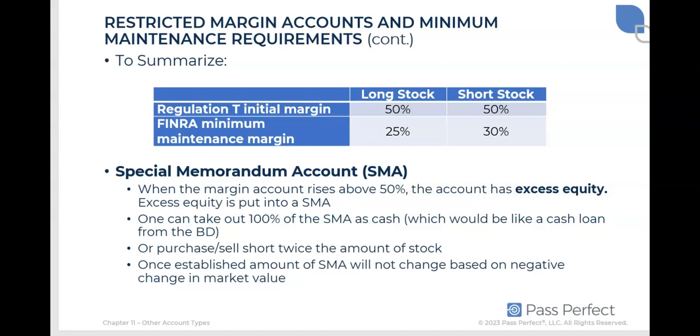and 30% equity for a short account. Now, if they do have equity greater than the minimum required equity, they can keep track of that. That becomes their line of credit, and they can use that to withdraw cash if they want to, or to finance the purchase of additional securities. They keep track of that in a special accounting method called a special memorandum account, or SMA. So once the account is above the minimum 50% requirement, they have equity over and above the minimum required equity, or excess equity.